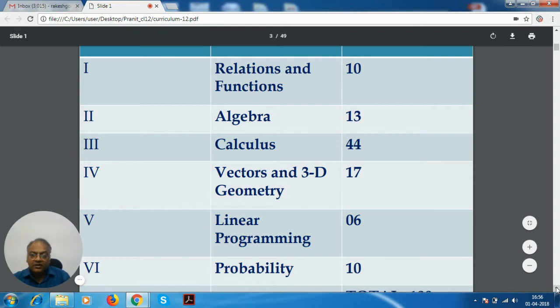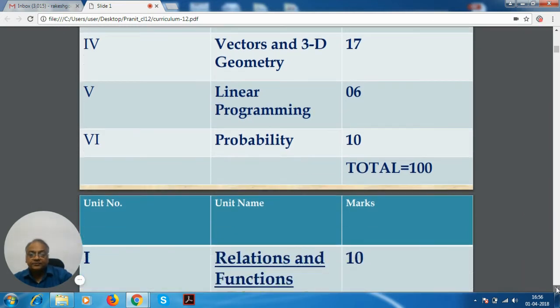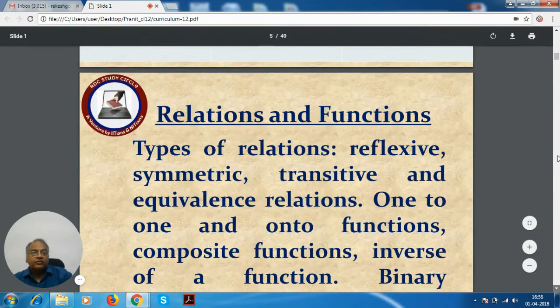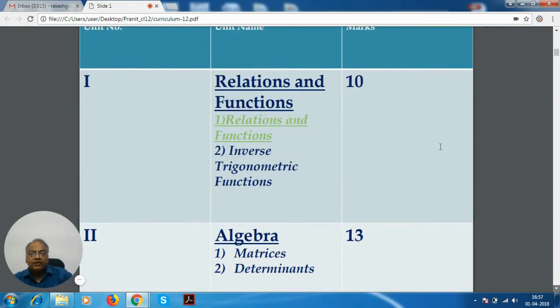Linear programming, weightage is 6%. Probability, weightage is 10%. Total 100. Now, in these units, we have various chapters also. So let's say first unit is relations and functions.